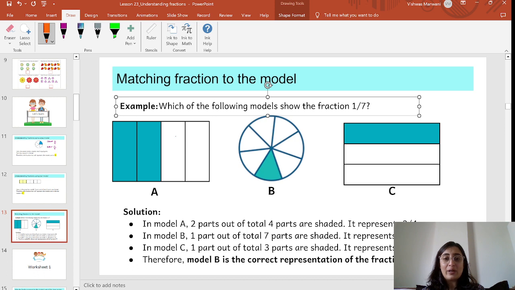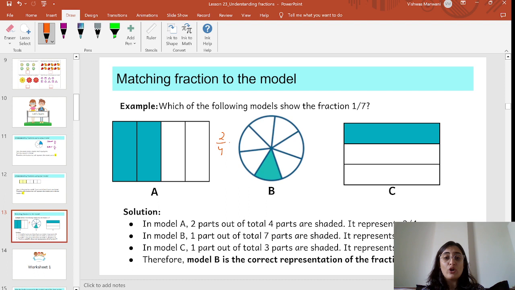So let's see. The first one is showing the fraction 2 by 4 or 1 by 2, because 2 parts out of the total 4 parts are shaded, which when we convert to the lowest form will give us half. Okay, so the first one is not the correct option. Now let's come to the second one. First things first, we will count the total number of parts here. So total number of parts are 1, 2, 3, 4, 5, 6, 7.